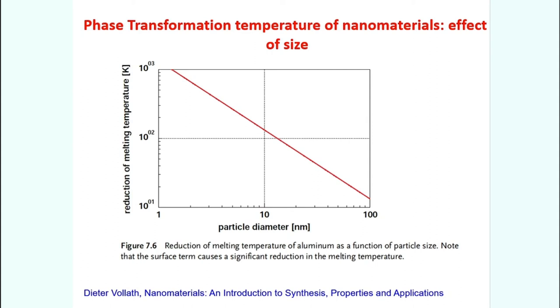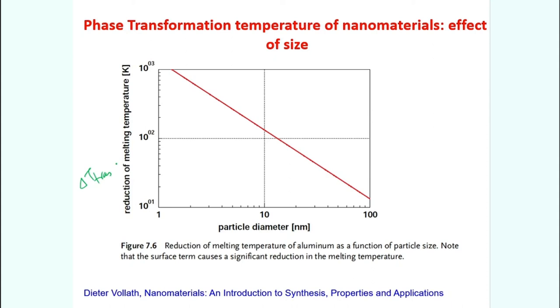As you go down to 1 nanometer, the change in temperature is pretty large. It's substantially large. People don't even believe such a kind of change can happen for nanoparticles. It's a massive change, okay? This is basically the reduction, the delta T terms.